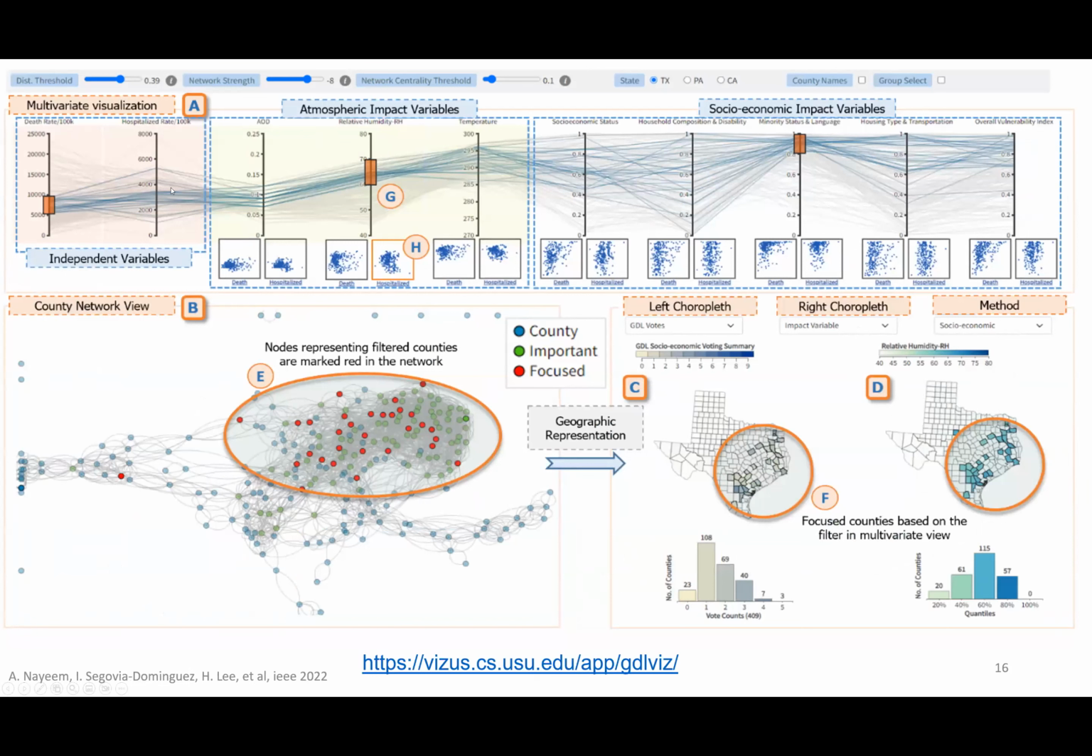For these systems, we can also try to adjust how the networks are constructed. For example, here the distance threshold allows us to change the number of edges in the dynamic network. The network strength will change the size of the network shown below, and the network centricity threshold will change the counties we focus on. It gives us multivariate visualizations with the atmosphere impact variables. Also, it can show the GDL votes, which means where models do improvement, the impact variables, and which connections we use here.